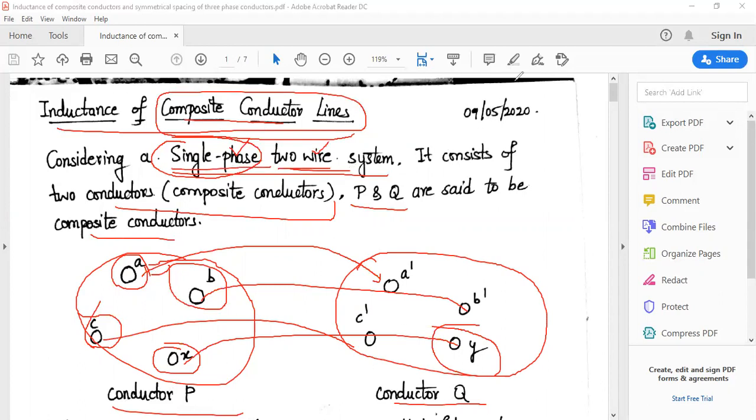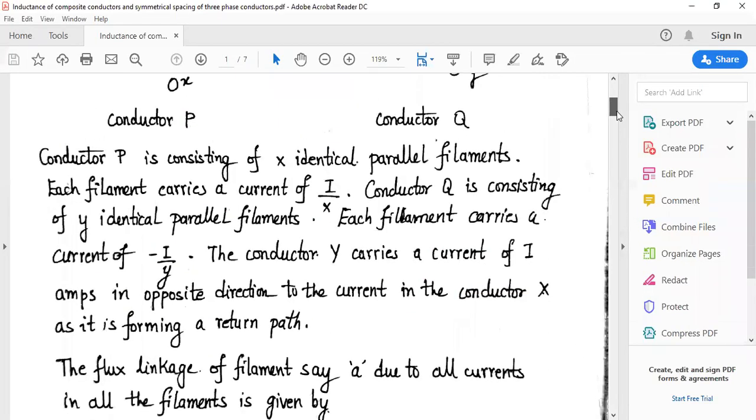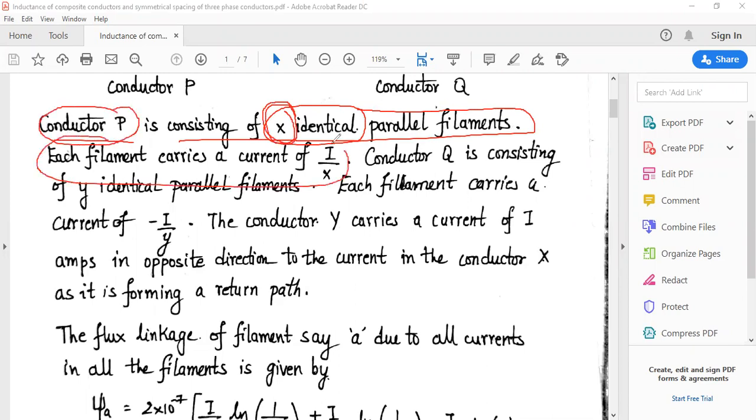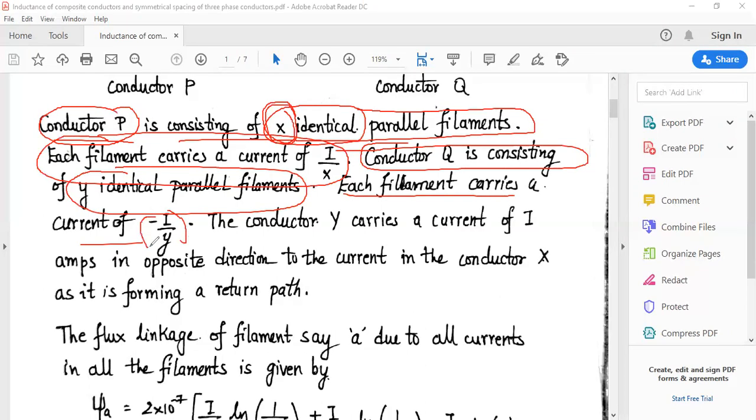Moving on to the next one, I need to find the current in such a system. For conductor P, my analysis consists of X identical parallel filaments, and each filament carries a current of I by X. Conductor Q has Y identical parallel filaments, and each filament carries a current of minus I by Y, where Y is the number of parallel filaments. Conductor Q carries a current of I amps in the opposite direction, which is why there is a negative sign, as it forms the return path to conductor P.